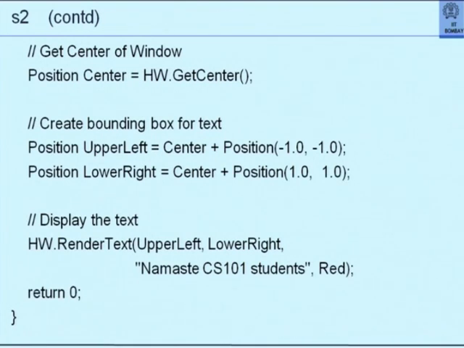The absolute position on the screen of my text will depend upon where that window is. If the window is somewhere here, the text should be here. If the window is somewhere there, the text should be there. How do I know where the window is? I want to find out the center of the window. For that, there is a thing called get center. So for any window, when I say get center, this member function will get me the x and y coordinates of the center point of that window automatically.